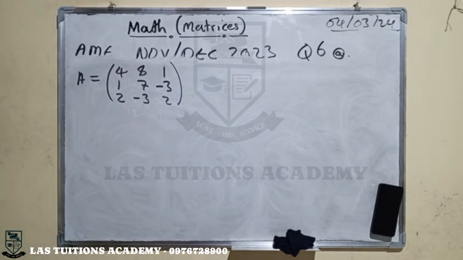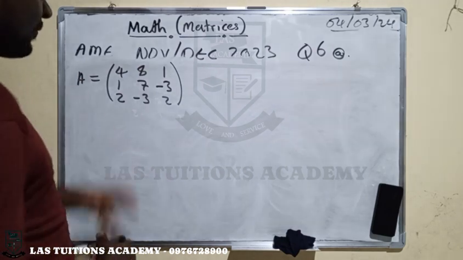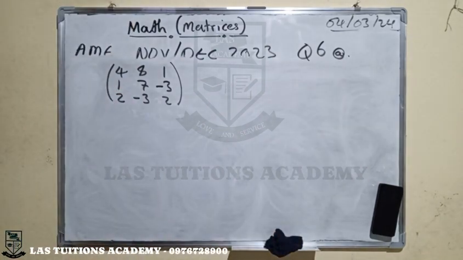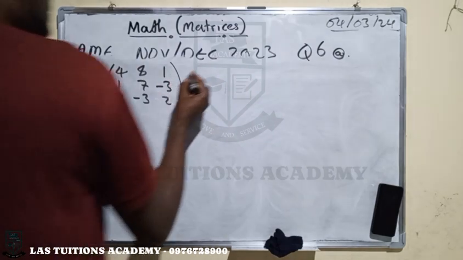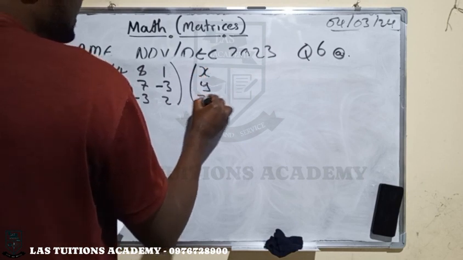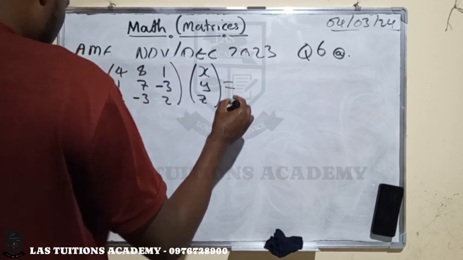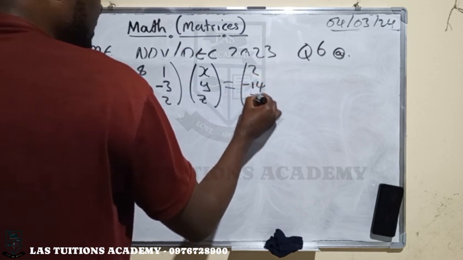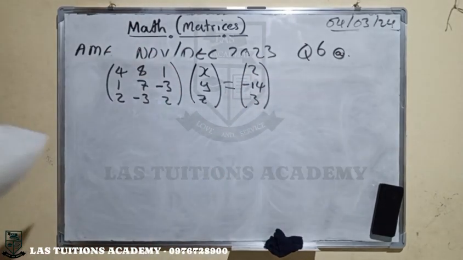Now, you and I know already that we have found the determinant for this matrix. So, okay, let's begin from this part here, where we have [x, y, z] is equal to [2, -14, 3]. Let's begin from there.